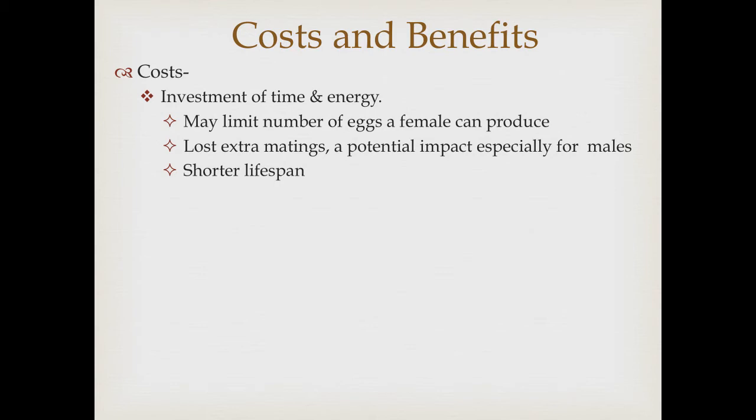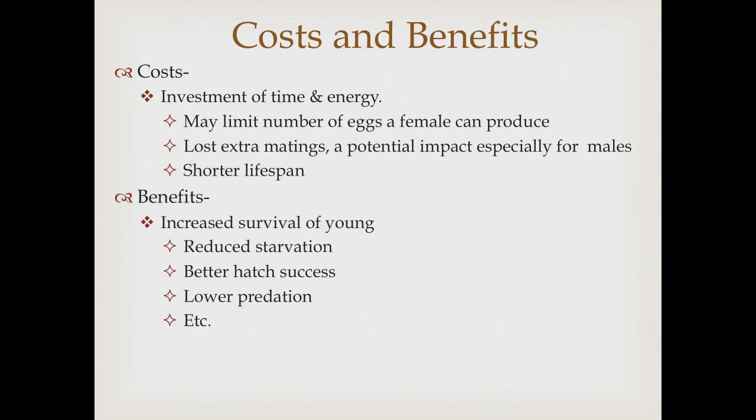For males, parental care may really limit your ability to search out additional females and have additional matings. So that may limit the quantity of young that they can produce. And for both males and females, it could shorten your life. Parental care is extremely exhausting and extremely stressful, and that may limit your lifetime reproductive success. But again, the benefits: you may reduce the starvation rate of the young, you may allow for better hatch success, lower predation, so all of these things have the ability to increase the survival of young.